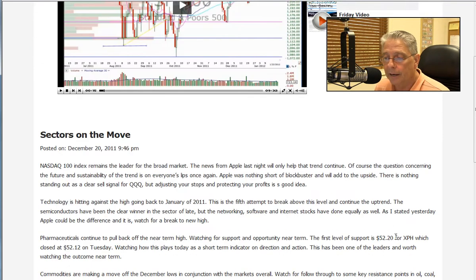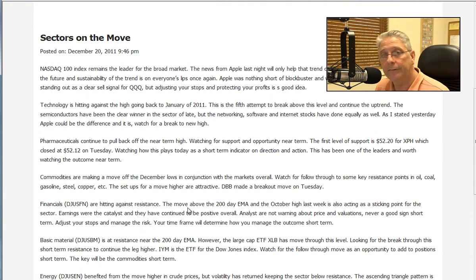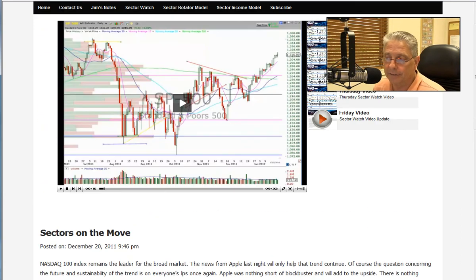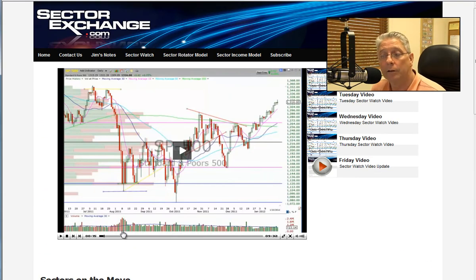And on Friday night or Saturday, Sunday, we will update the text of Sectors on the Move. This page gets completely overhauled over the weekend. We do all of our scans. Everything comes out fresh over the weekend, generally up no later than Sunday night by 6 o'clock. So you always have a fresh list that's there relative to what we're looking at.